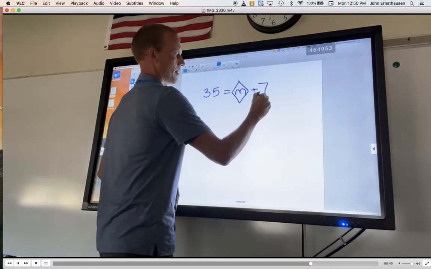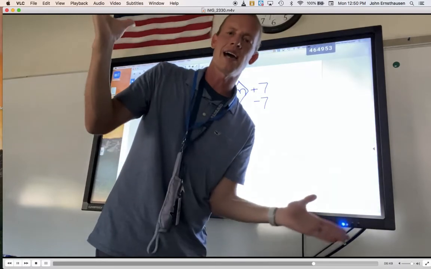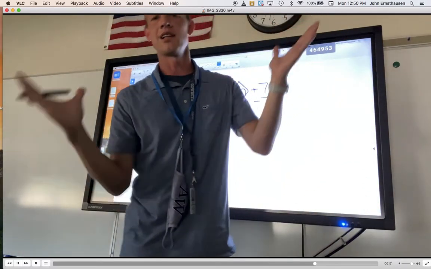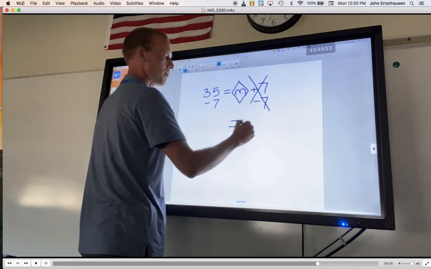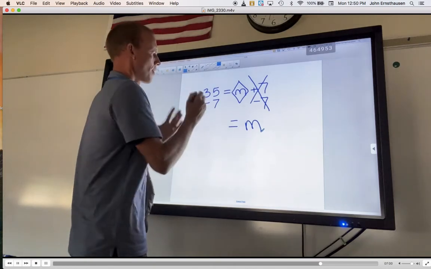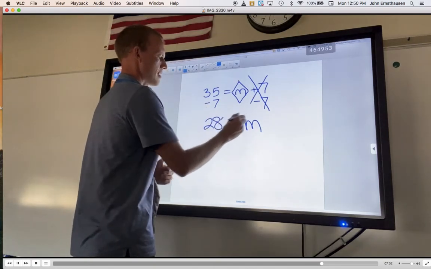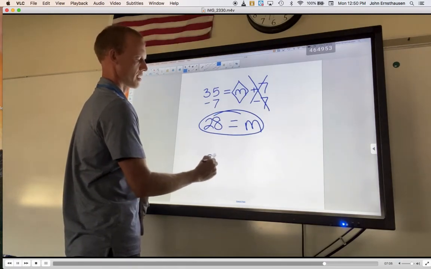Instead of adding 7, I'm going to subtract 7 from both sides, because if I only do it on one side, my scale is not balanced. I want a balanced scale. Those canceled out, and even though my variable was on the right side, it doesn't make any difference. 35 minus 7 is 28. I have my answer.